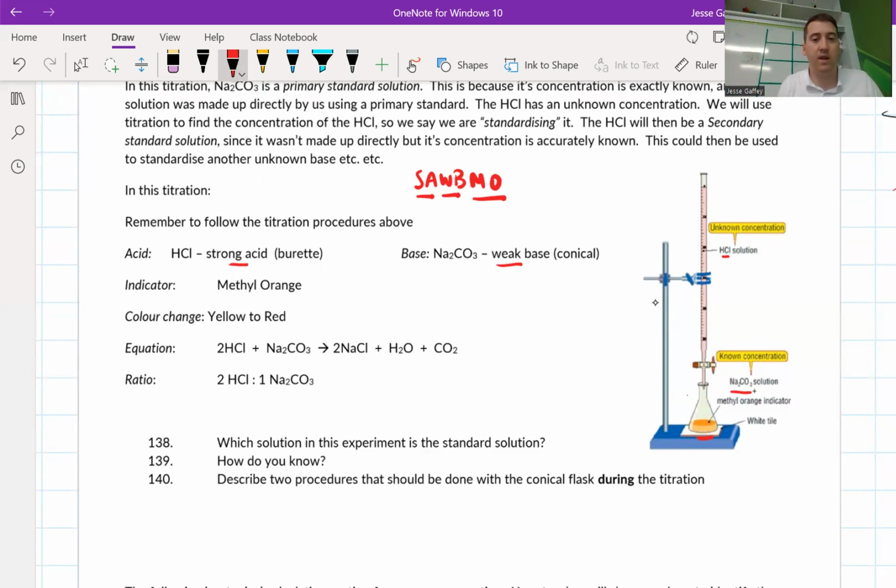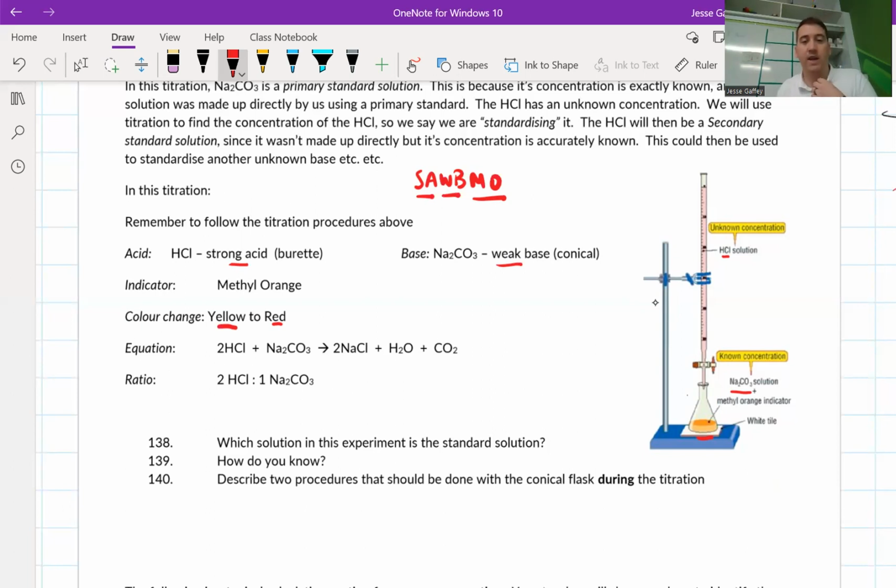The color change we expect to see here is that it'll originally be yellow, because the methyl orange is mixed with a base and it's yellow in a base. As we add acid and we get to the end point of our titration, one drop turns it acidic and that causes the color change to red. So the color change is yellow to red. Here is your balanced chemical equation.